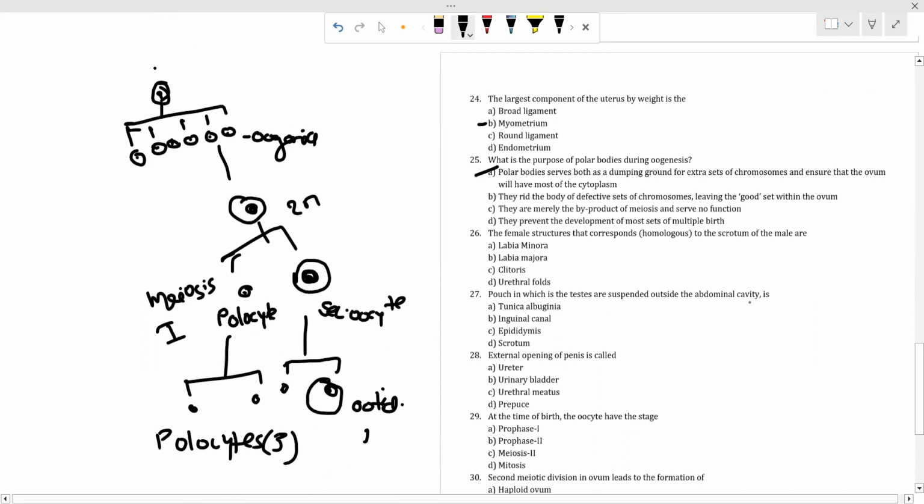Next, the female structure that is homologous to the scrotum of the male. The answer is the scrotum. The scrotum is a pouch in which the testes descend. In the female, what is the covering like a pouch? You have already studied the structure of the female external genitalia. In the external genitalia, the labia majora covers all the entire sex organs.